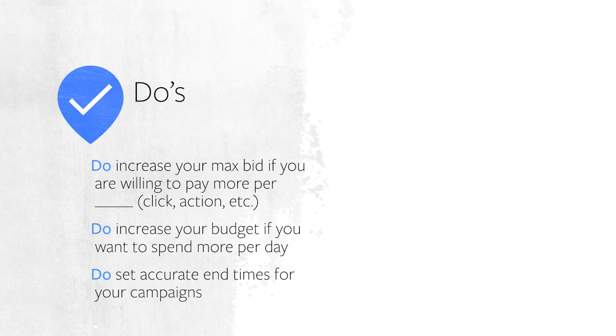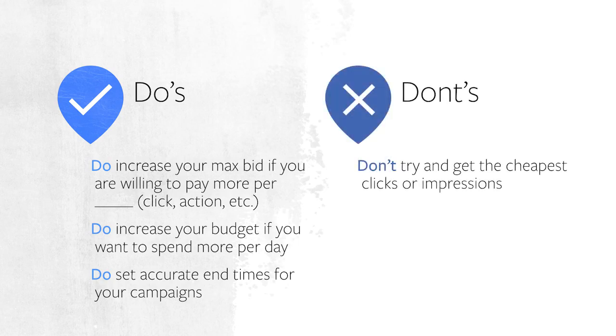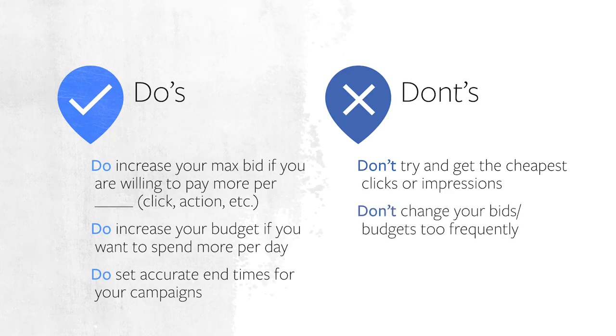To summarize the don'ts: don't try to drive for the cheapest click or impression, and don't change the bids or budgets too frequently. One tip is that if you do need to change the bids or budget, it's much better to do that at the start of a new day, because that way we haven't learned very much and the pacing is at its very earliest point. If you start changing things in the middle of the day, you're probably going to see worse performance than if you changed it at the very start. So if you want to make changes, just do it early on in the day.